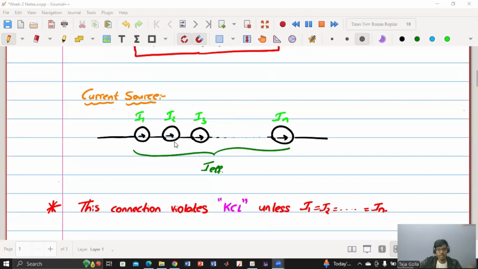So if it is flowing in the same wire, current should be the same. So if I have multiple such current sources connected in series, then the current flowing through all of them should be same, else KCL is violated. So that is what we have written. This connection will violate KCL unless these current sources are carrying same amount of current. If they are carrying same amount of current, then it will not violate KCL and you can connect them.